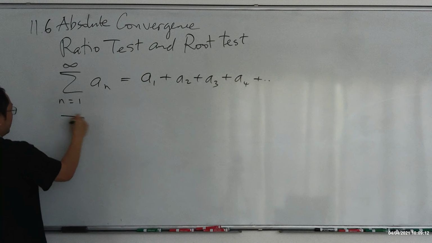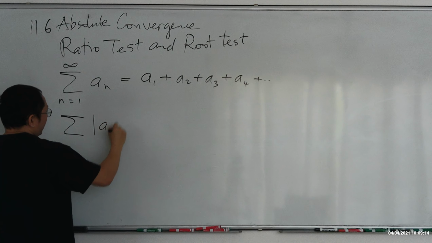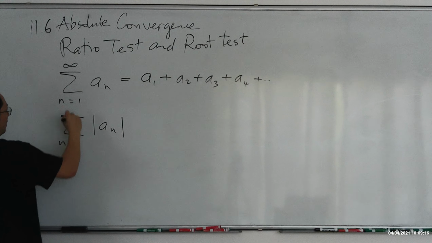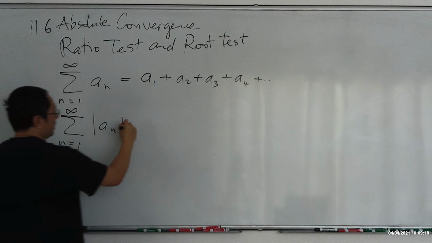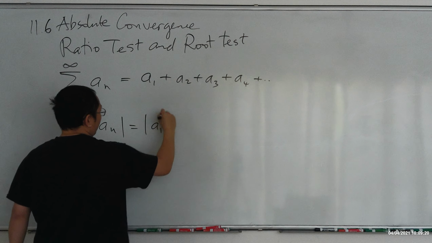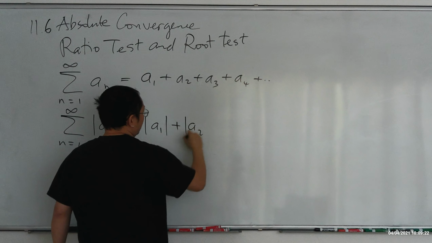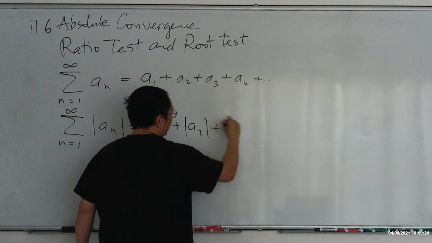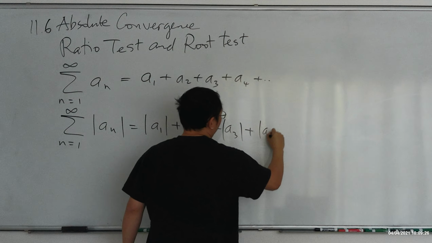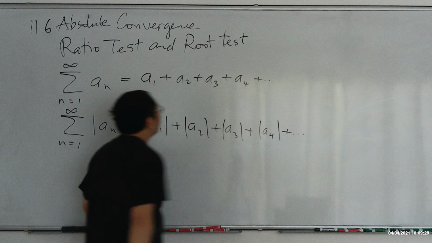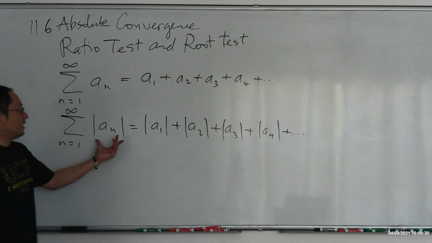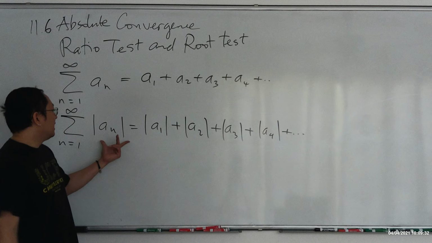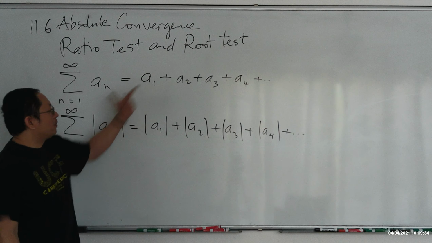And we have another series, the absolute value of a_n, n runs from 1 to infinity. And this series means what? Absolute value of a_1 plus absolute value of a_2 plus absolute value of a_3 plus absolute value of a_4 plus and so on. And this is the absolute value terms of the previous series.